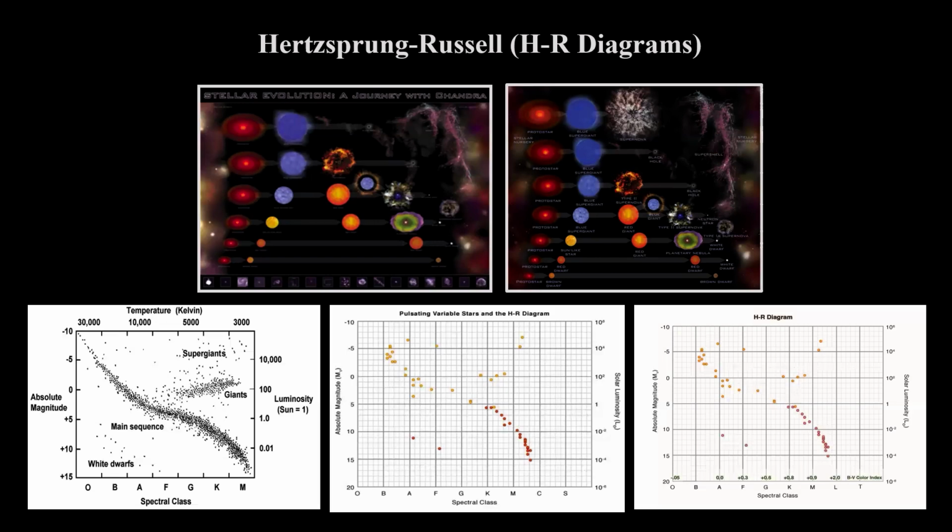The sun's position on the HR diagram is plotted at 1 solar luminosity and approximately 6,000 K, which corresponds to a G2 stellar classification. Objects plotted on the HR diagram change position on the diagram as they evolve, though the stars themselves do not physically move.